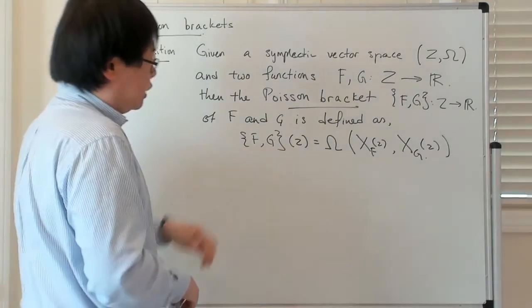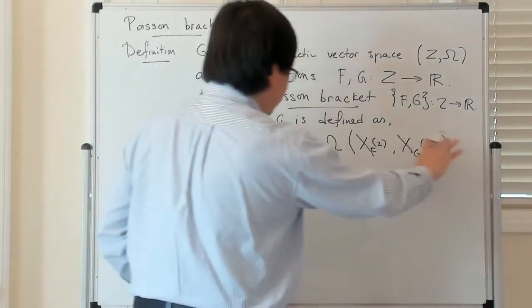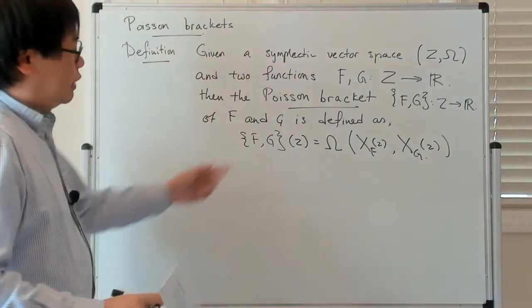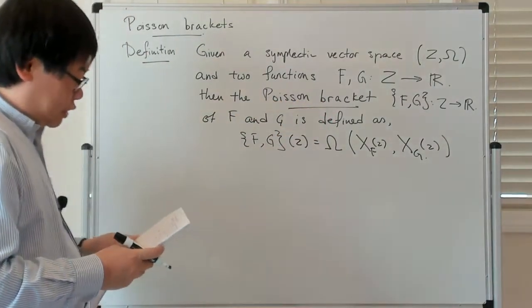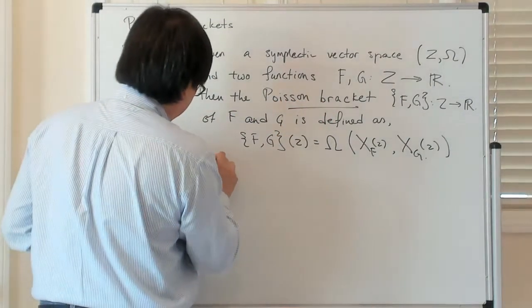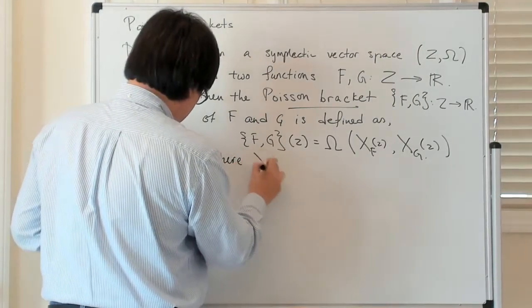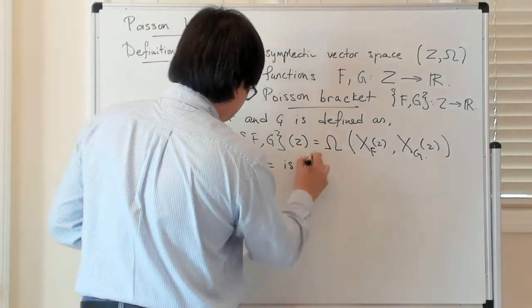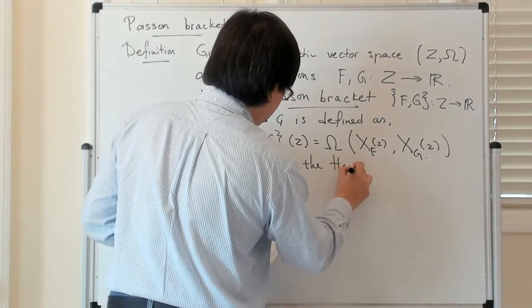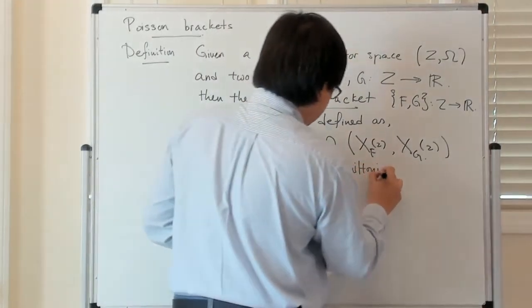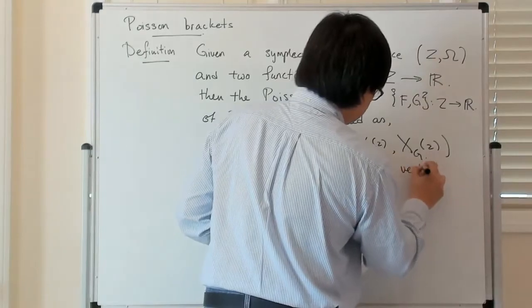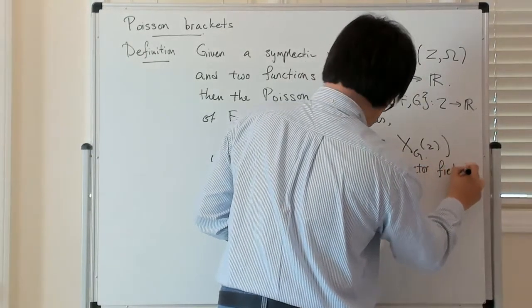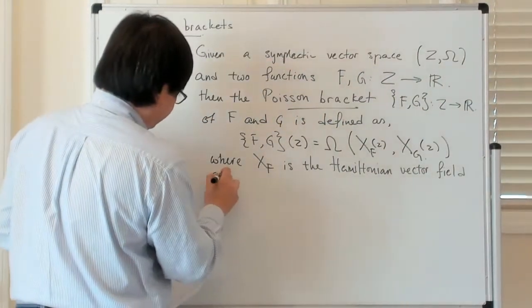So this construction gives you a way of defining what is called a Poisson bracket, where, again, Xf is the Hamiltonian vector field associated with f.